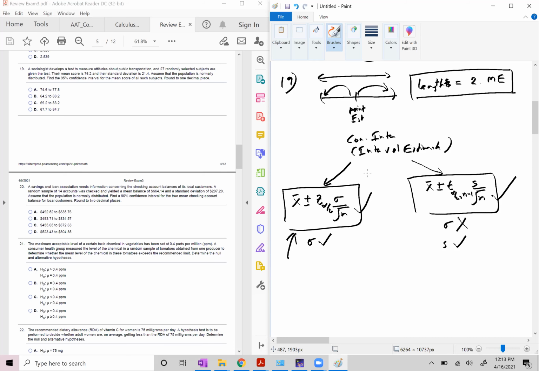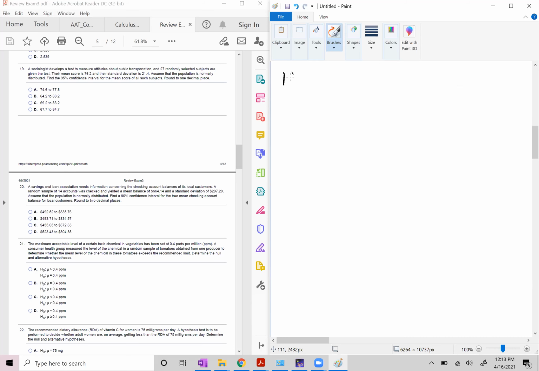Now, let me write down the information given here. So question number 19. There are 27 randomly selected people, so sample size is 27. That should be clear. Then what else is given? The sample mean x bar is 76.2. Now the question: is this 21.4 the population standard deviation or sample standard deviation? Because depending on that, your whole answer will change.